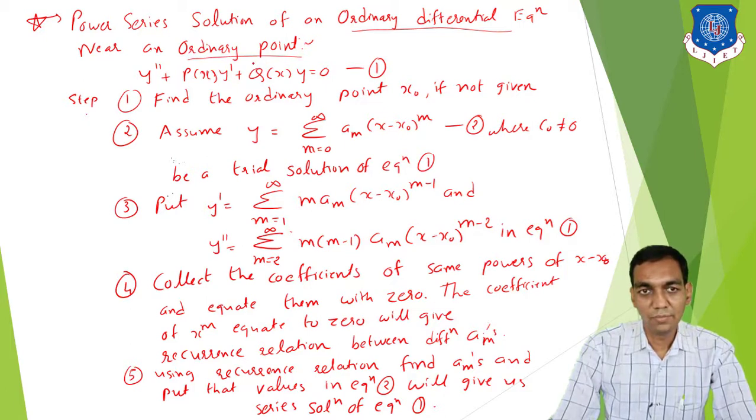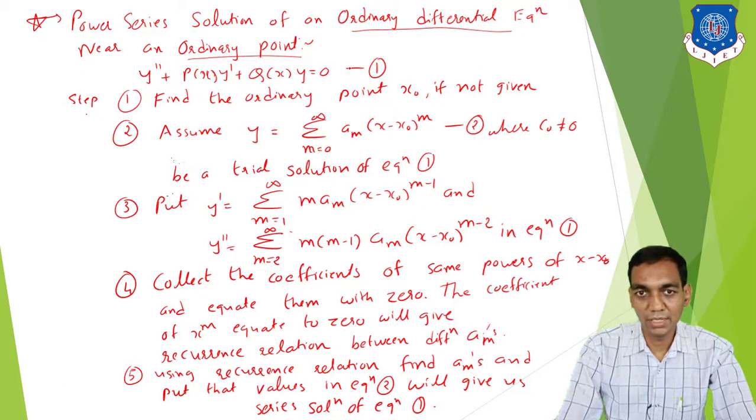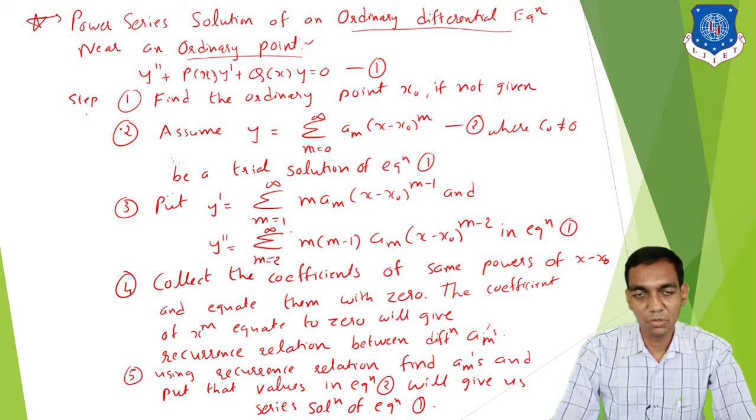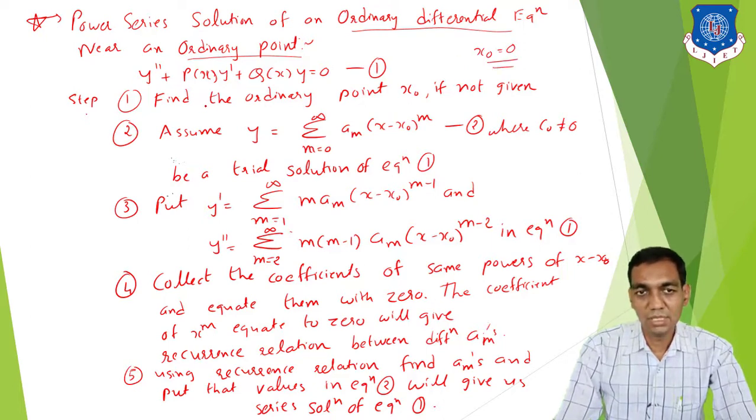First of all, if you are given a differential equation y'' + p(x)y' + q(x)y = 0, and if you are given a point x0 which is ordinary, then we directly start with step 2. But if the point x0 is not given, that means the ordinary point is not given, then in that case you have to take it yourself. Generally, we are going to find the solution at x0 = 0. So the first thing is you have to find the ordinary point if it is not given.